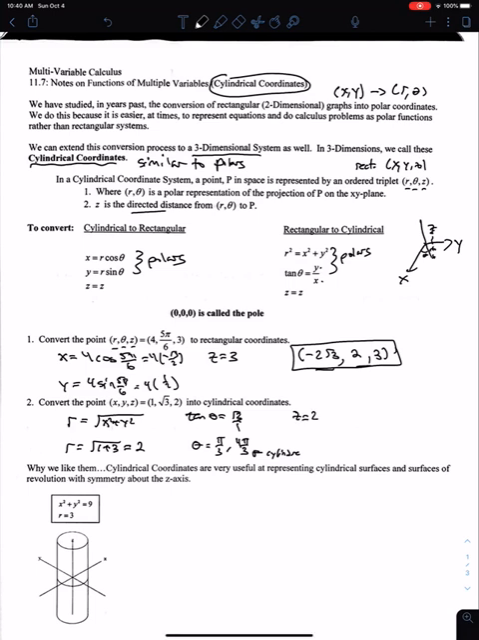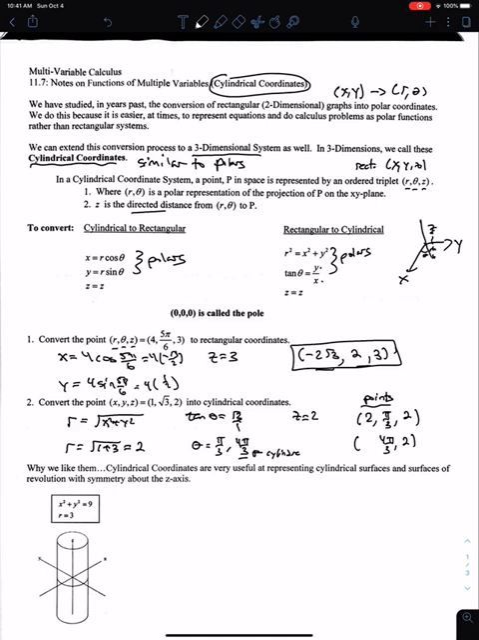To get our points, we're going to get our first one, r, which is going to be 2, theta, pi over 3, and then z is also 2. Now, we actually do get another point. We also have to deal with the 4 pi over 3. We get 4 pi over 3, and z is still 2.